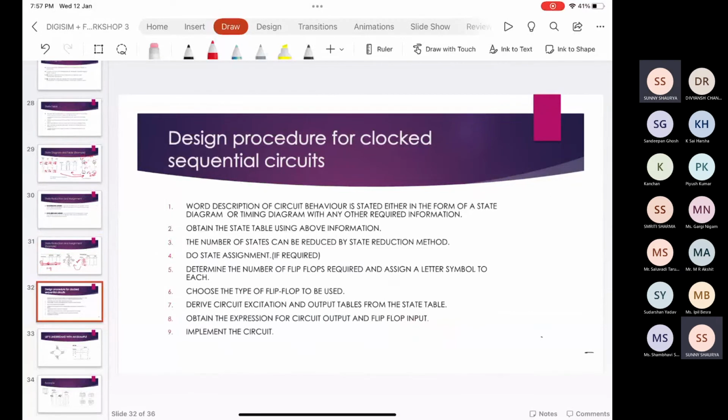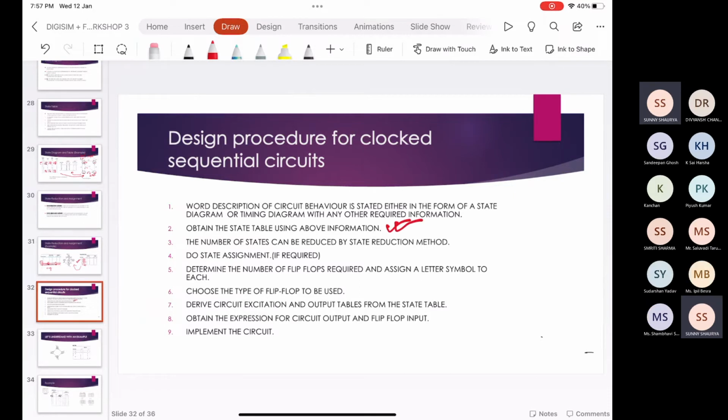Now the design procedure for clocked sequential circuits. First of all, we will be given either a timing diagram or state diagram. Then using that we have to obtain the state table. This is the first and most important rule. Then we have to reduce the number of states if it can be reduced by the state reduction method. If required, we have to do state assignment.